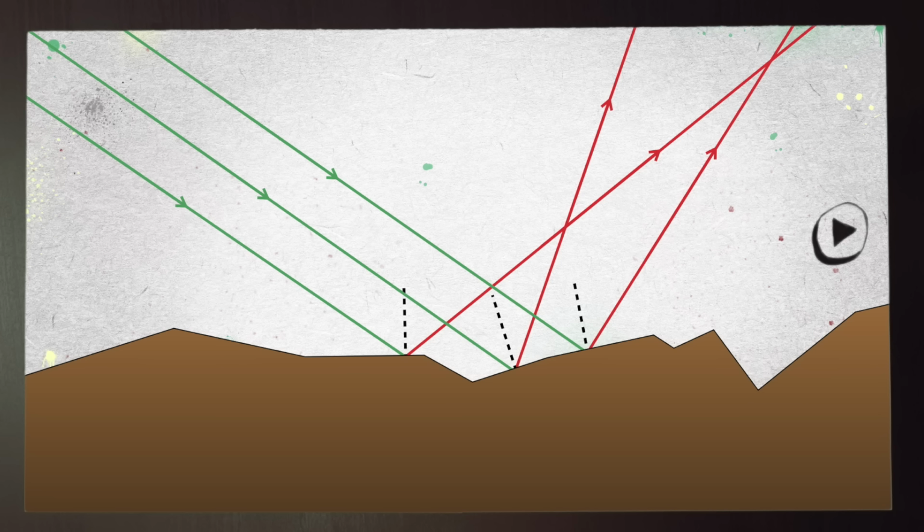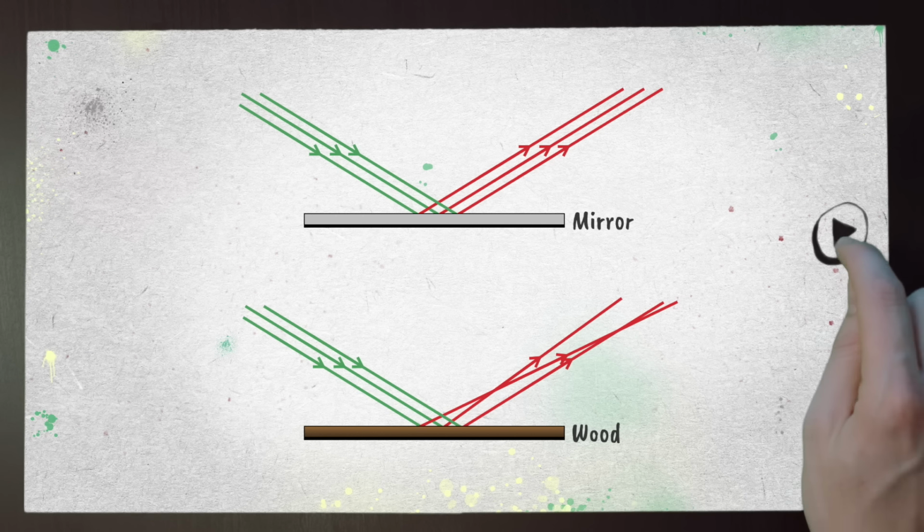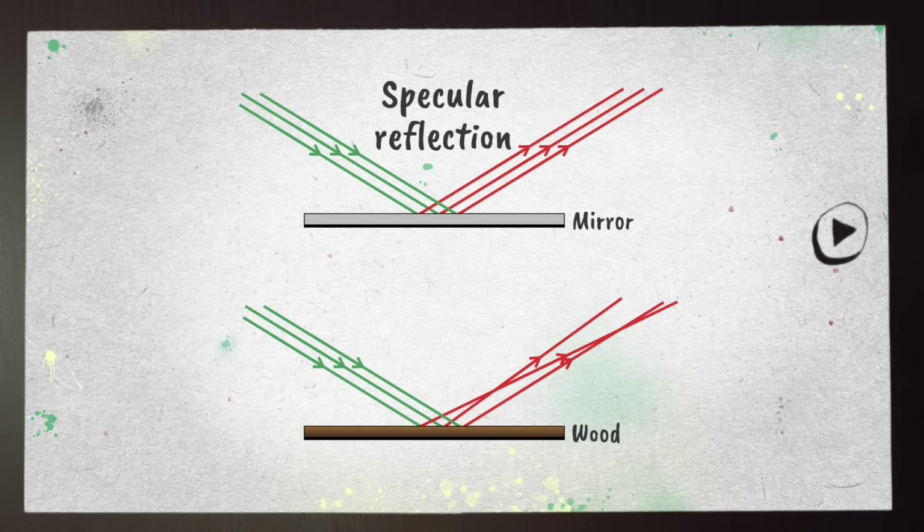Very smooth surfaces, like mirrors, result in what we call specular reflection. But rough surfaces result in what is known as diffuse scattering. In both cases, the law of reflection is obeyed.